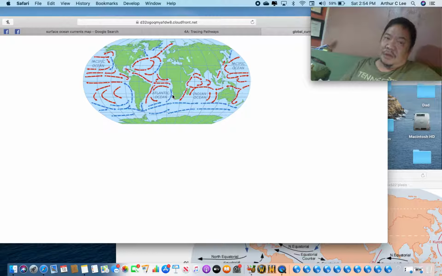The only time when this pattern of ocean circulation changes is during what we call an El Nino.